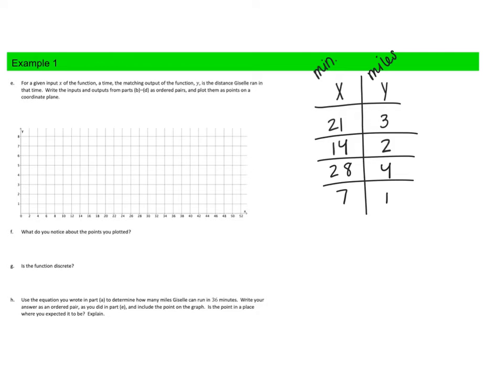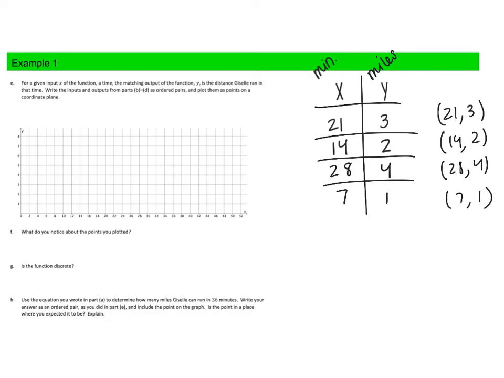All right, continuing with that same example, I've just written the table of values we made on the last slide off to the right. It says, for a given input x of the function, a time matching the output of the function y is the distance she ran in that time. Write the inputs and outputs as ordered pairs and plot them as points on a coordinate plane. So we're just going to graph these. So this is going to be (21, 3). That's going to be one of our points. (14, 2), (28, 4), and (7, 1). We're going to plot these all on our graph.